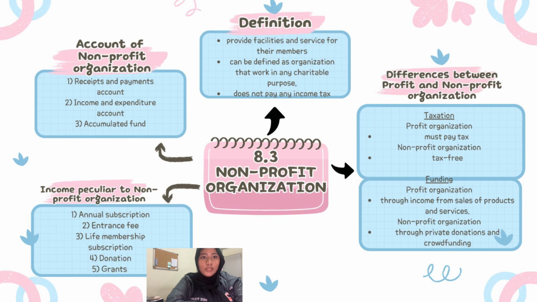The fourth one is donation. There are a lot of donations that they can get, for example, private donation, street collection, sponsorship, and also online advertising. All of these donations must be recorded, whether it is cash, check, or online payment.